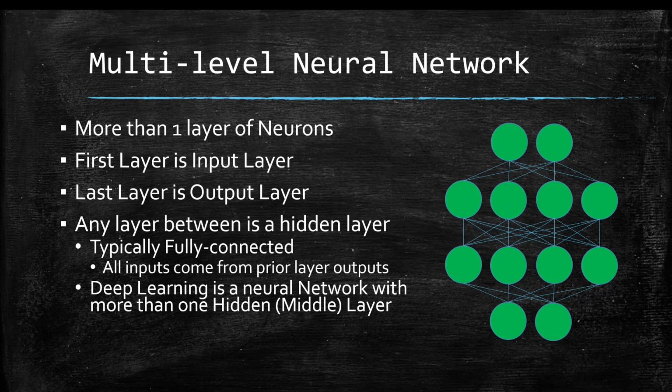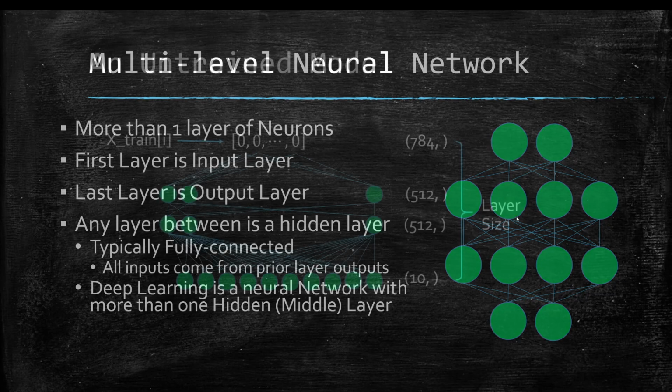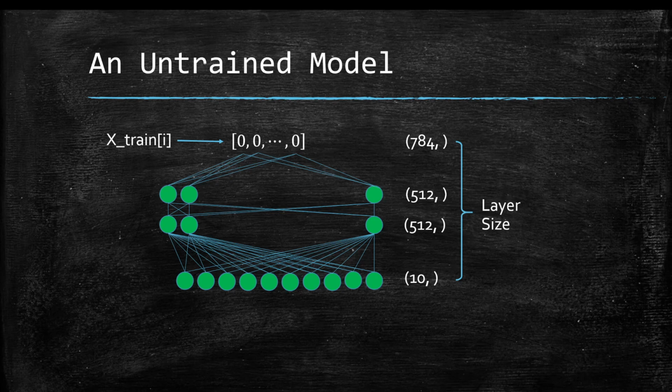And the thing I wanted to remind you is that a deep learning neural network has more than one hidden or middle layer. We created a deep learning neural network because we had two hidden layers in between in our model. Now, as a reiteration, what did our model look like?